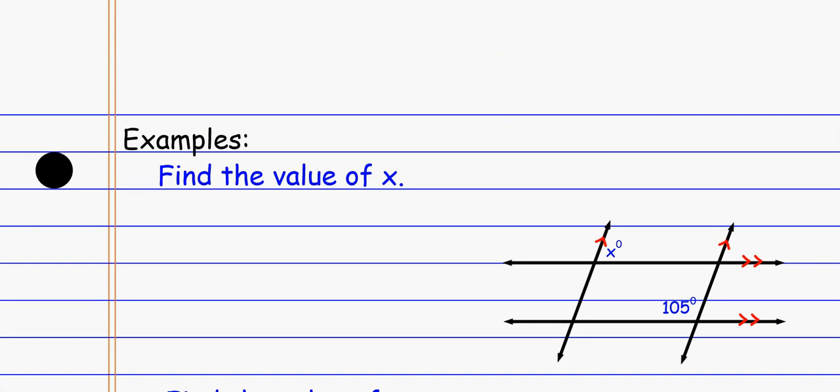If I look at something like this guy, it says find the value of x. And right away, I see two pairs of parallel lines. The ones that are running up and down but slightly diagonal, those are parallel. And then the ones running horizontally are also parallel. Notice the number of little arrows on each. If the number of arrows match, then those lines are parallel.